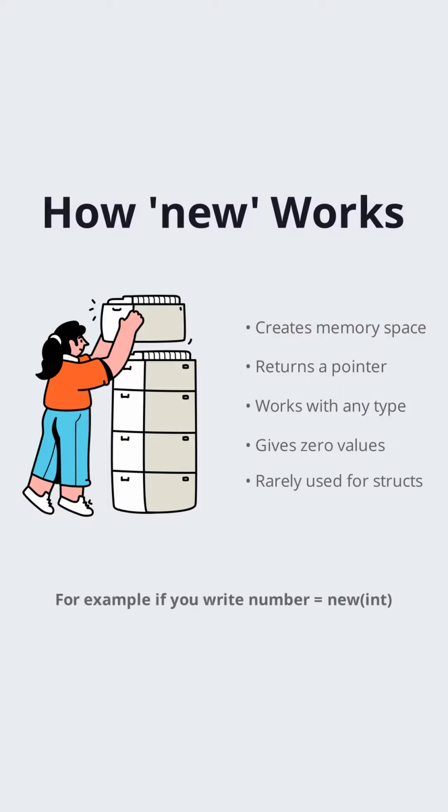For example, if you write number equals new(int), you get a pointer to an integer, but the value inside is 0 by default. You can then assign a value to it, like *number = 100. Think of new as getting a locker number at the gym. You have the address, but the locker is empty until you put something inside. This approach works for any type, including structs, but it's not the most common way Go developers create values. Most often, you'll see developers use the & operator for structs instead of new.